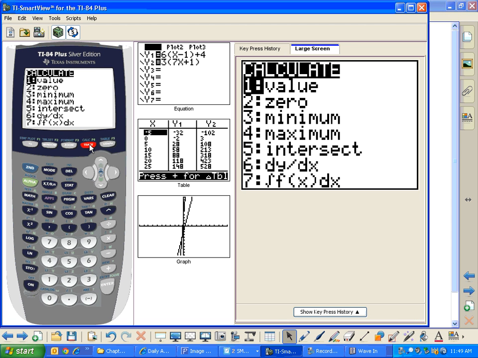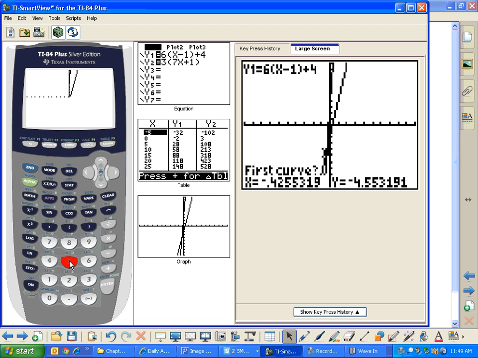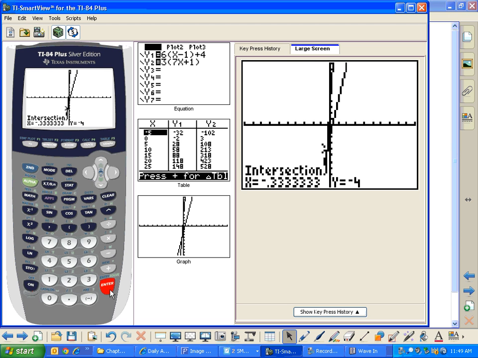So my very smart period 6 college algebra class, I have a question for you. Which of these wonderful options up here will help me identify the place where my two lines meet? Chris? Option 5, intersect. Okay, and you just have to enter 3 times. First curve, second curve, guess. Yes, you do want to guess. And bam, there it is.